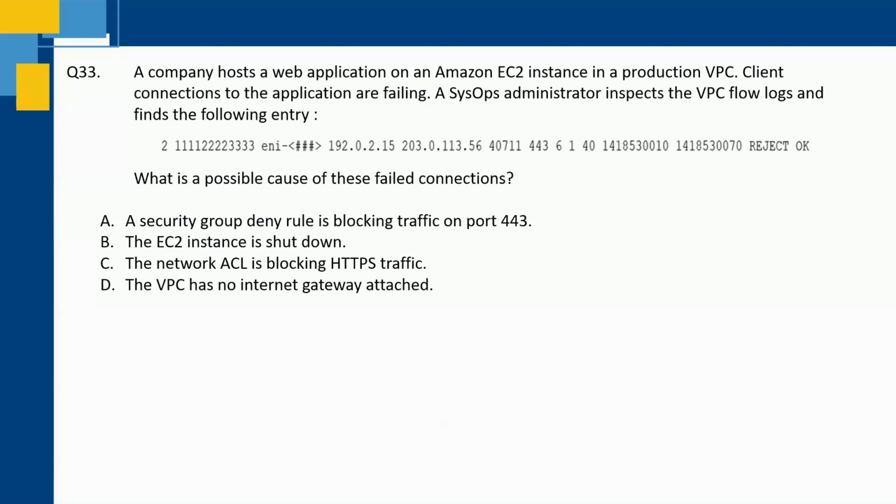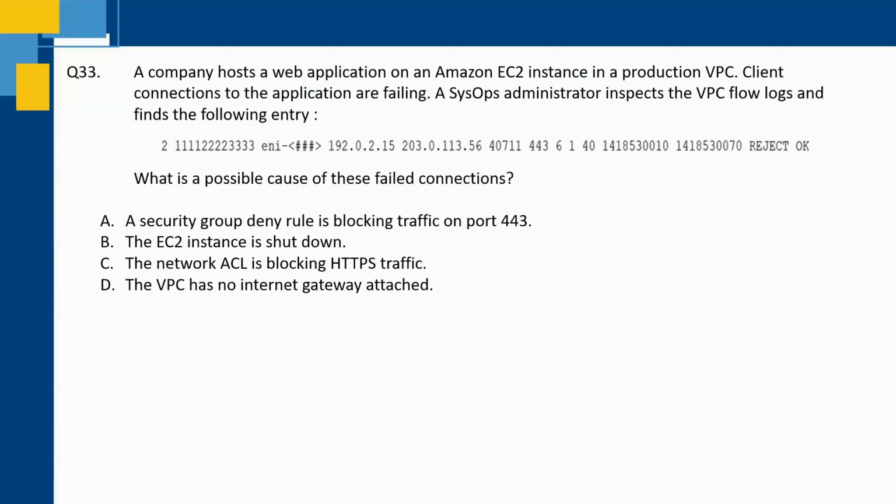Your options are: a security group deny rule is blocking traffic on port 443. The EC2 instance is shut down. The network ACL is blocking HTTPS traffic. The VPC has no internet gateway attached.